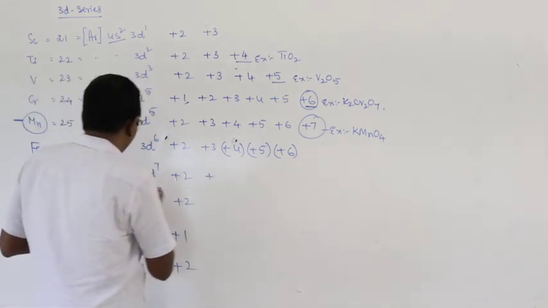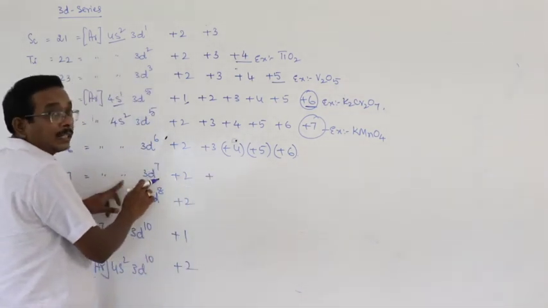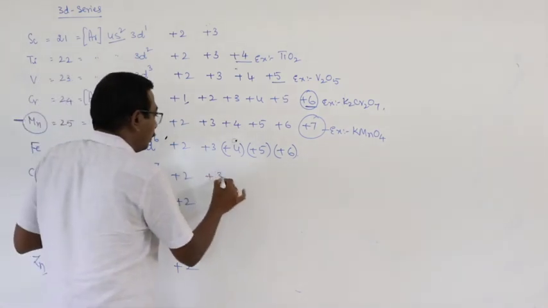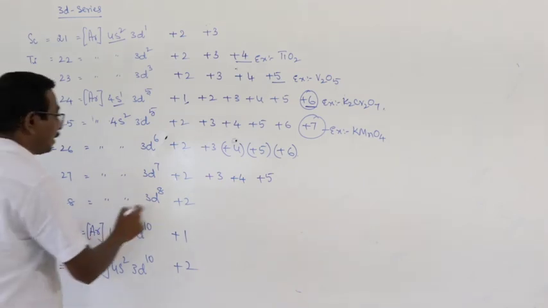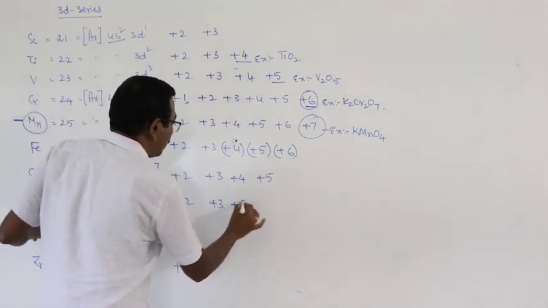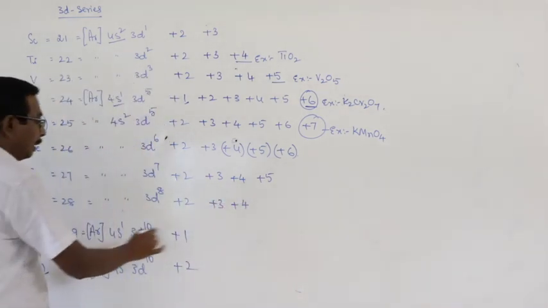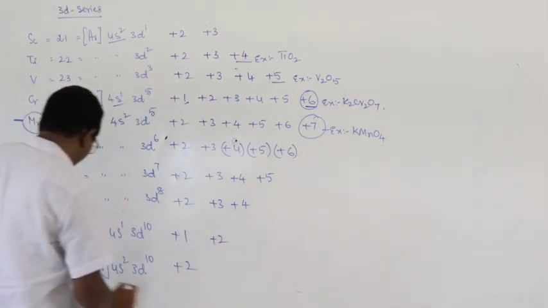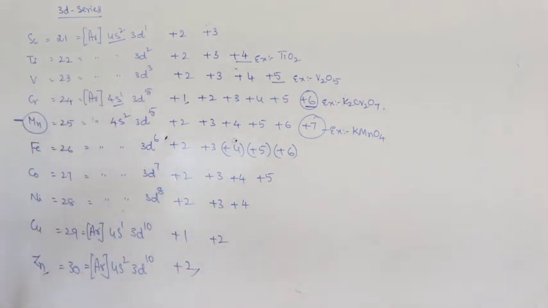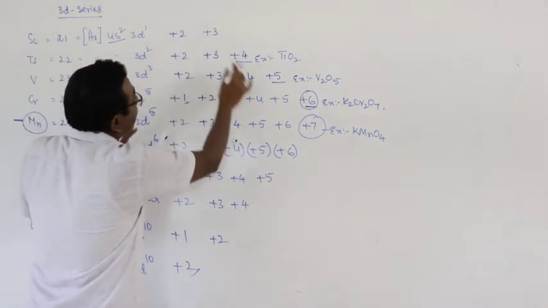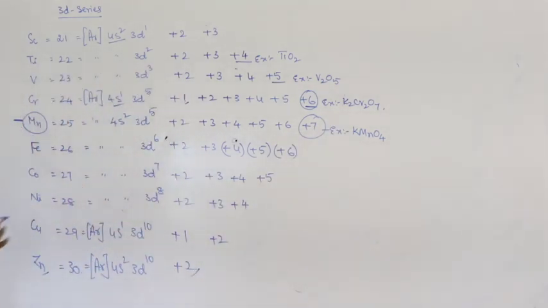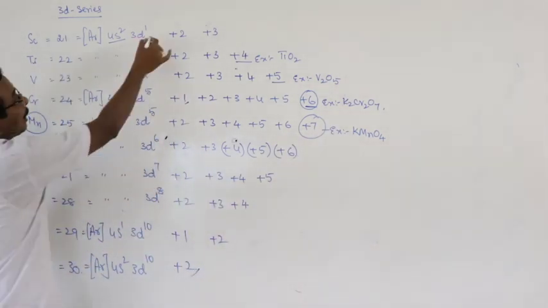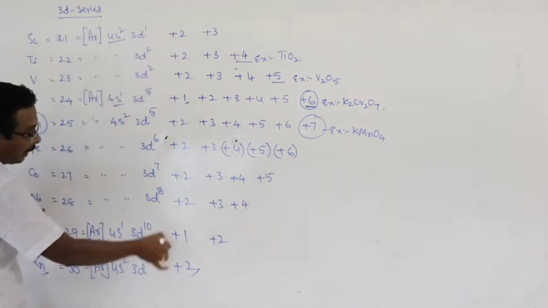Cobalt, 2 electrons from 4s, 1 electron from 3d, +3, +4, +5. Next, nickel, +2, +3, +4. Copper, +1 and +2. Zinc only +2. This is about the variable oxidation states that are shown by d block elements or transition elements. That is clearly explained by using the electronic configuration.